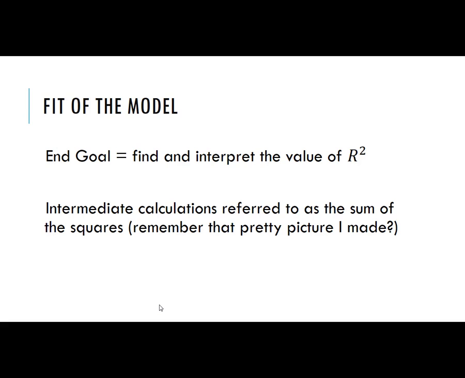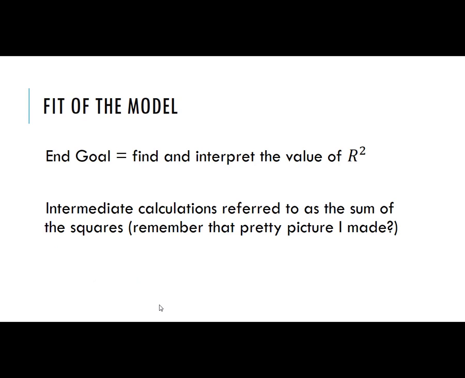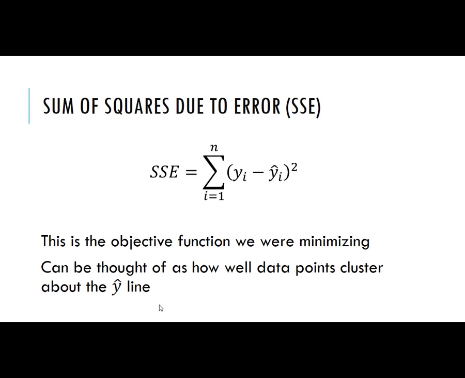Now, in order to get that value, we need some intermediate calculations. Remember that pretty picture where I drew the squares in a previous video? Well, that's what we're going to be looking at again. So again, that's the SSE. Excel calls it the sum of squares due to residuals instead of errors, and we just calculated it manually for our building data set. This can be thought of as how well the data points cluster about the line that we drew in, the y-hat line.